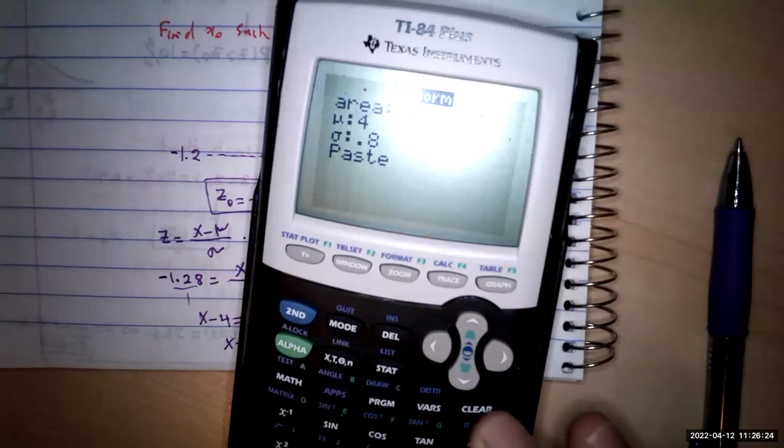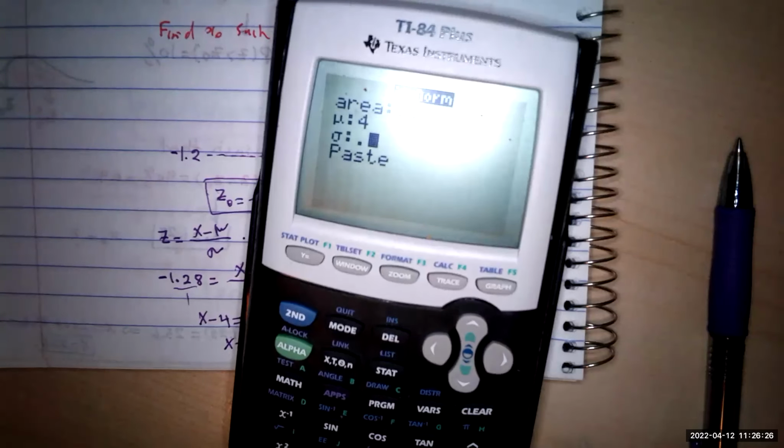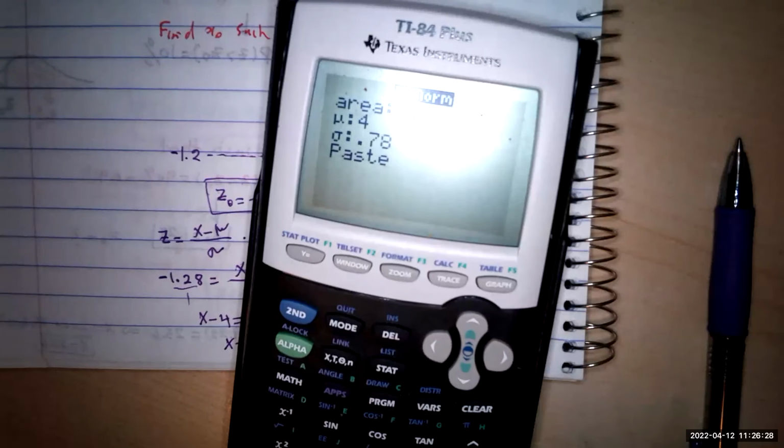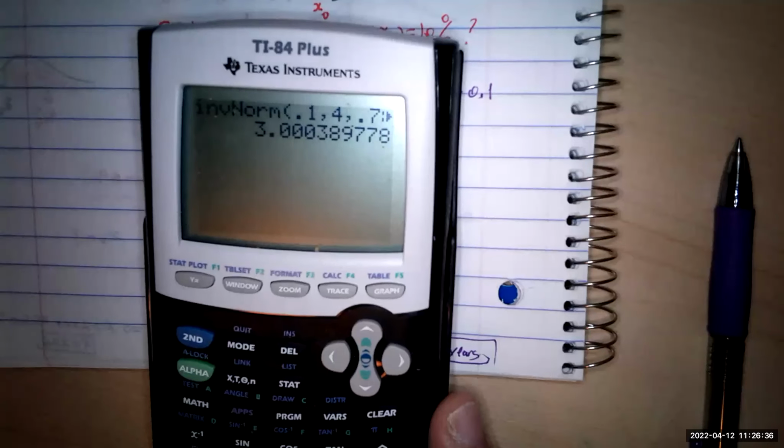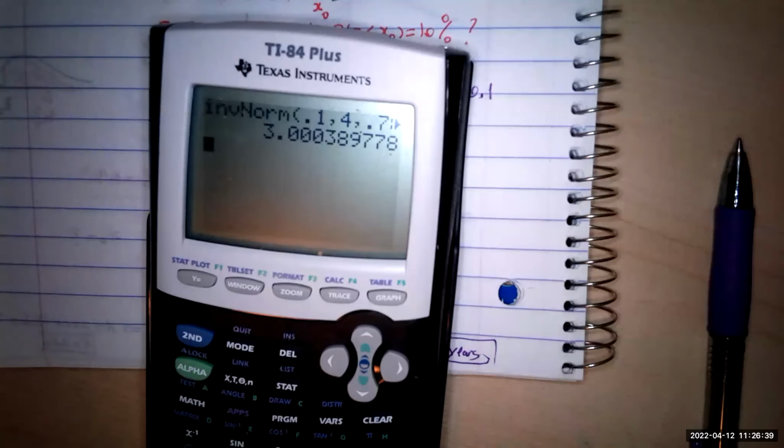0.78. Sorry, that's a 0.78. So we have to paste it. It's the information that we have. That's it. This is your x right away. It's 3.0003, and we call it x equal to 3 years to get the numbers right away.